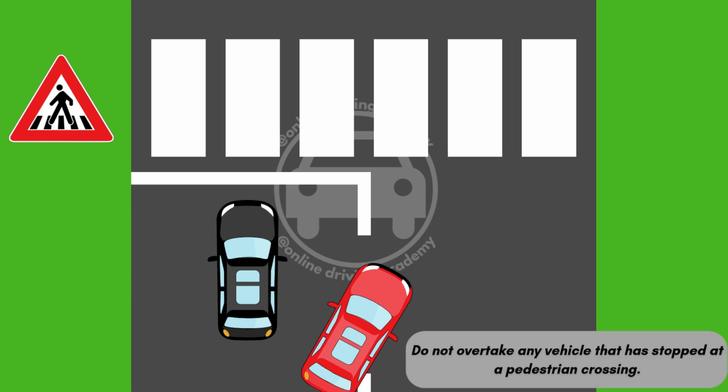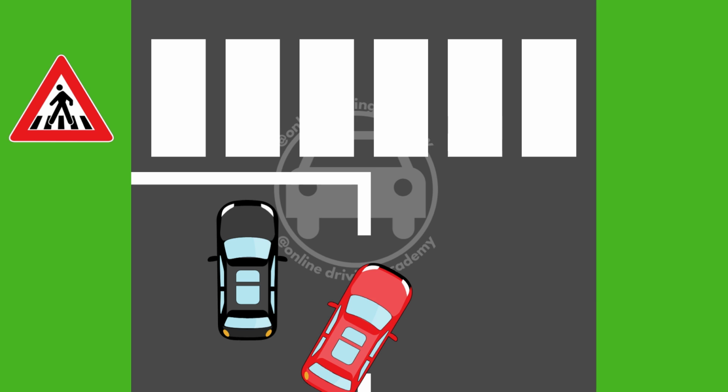So rule number 4. Do not overtake any vehicle that has stopped at a pedestrian crossing. So a stopped vehicle could be letting other people walk across this pedestrian crossing, and if you're going to overtake that vehicle, it's going to put the pedestrians in danger. Now, as you can see, the red vehicle is going to overtake the black vehicle, which has stopped at a pedestrian crossing. Now, if there are pedestrians that are actually crossing at that moment, the red vehicle is going to end up knocking them because he's not going to see that there are any pedestrians crossing at the time.